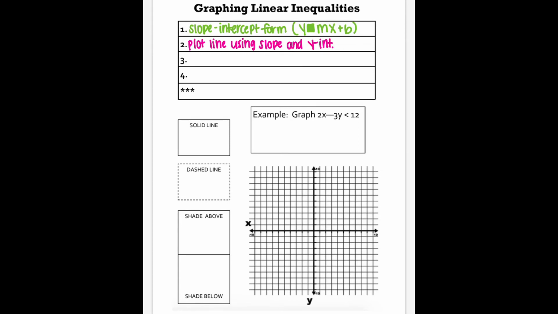After that, we have to consider the fact that we have an inequality. We don't have just an equal sign. That means that we are either going to have to make our line solid or dashed, and we're either going to have to shade above that line or below that line. So solid line or dashed line is a question we have to ask after we've got our points plotted. Then we have to decide if we need to shade above or shade below.